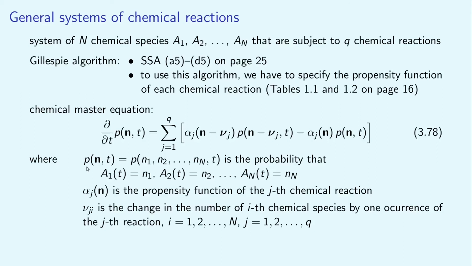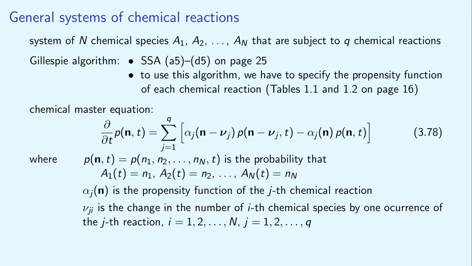The chemical master equation is the equation for the joint probability mass function P(n,t), which is the probability that there are N1 molecules of A1, N2 molecules of A2, until Nn molecules of An in the system at time t. For each reaction, there are two terms on the right-hand side, the gain term and the loss term. So there are 2 times Q terms on the right-hand side, where Q is the number of chemical reactions in the system. Therefore, we can always write the starting point of the mathematical analysis, the chemical master equation.